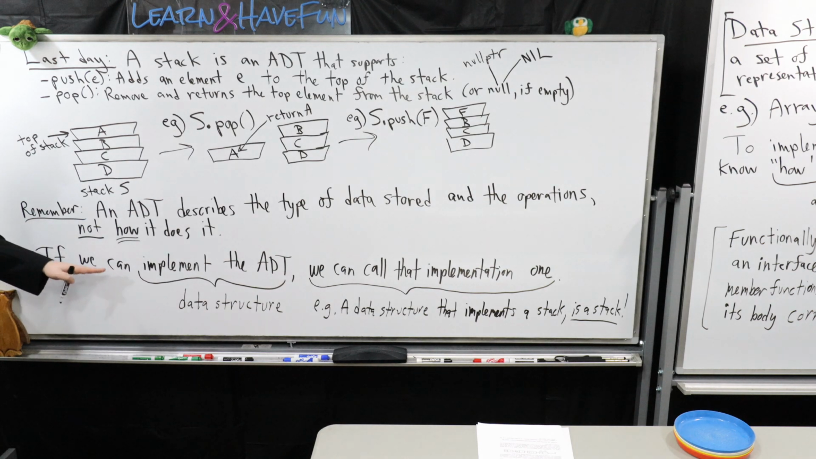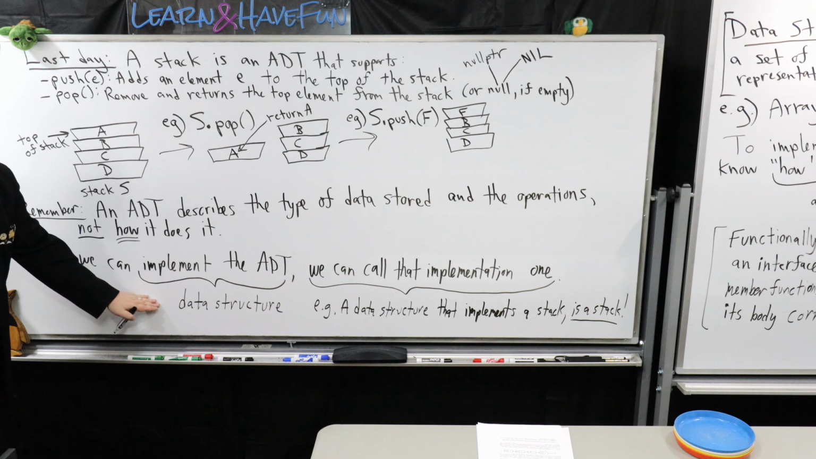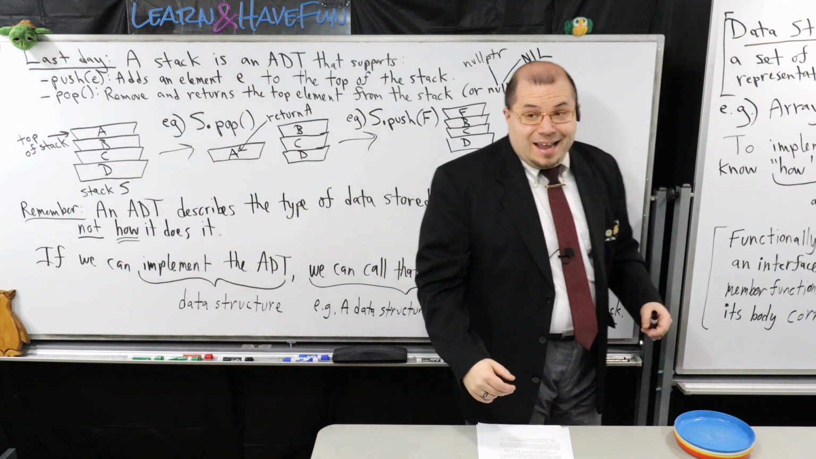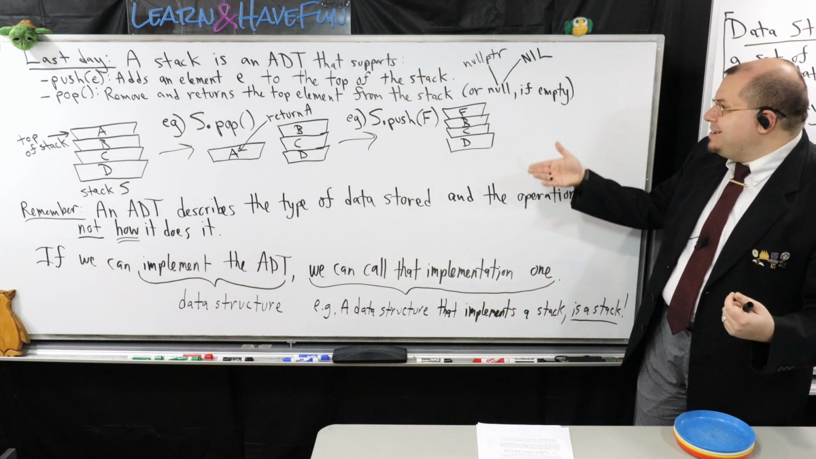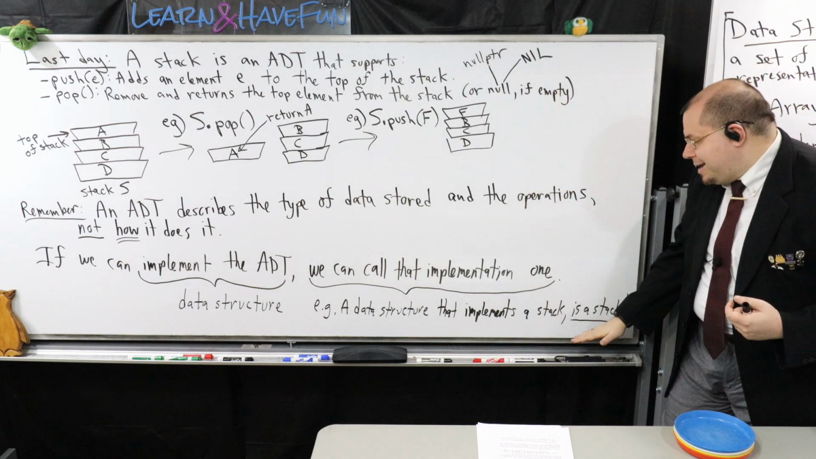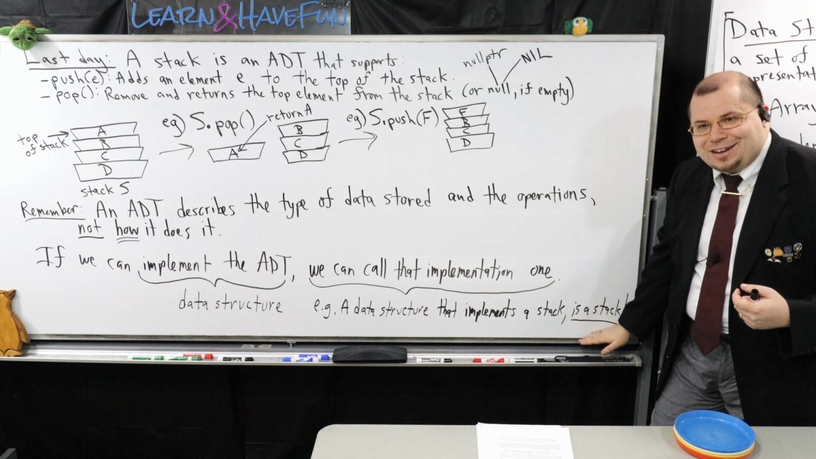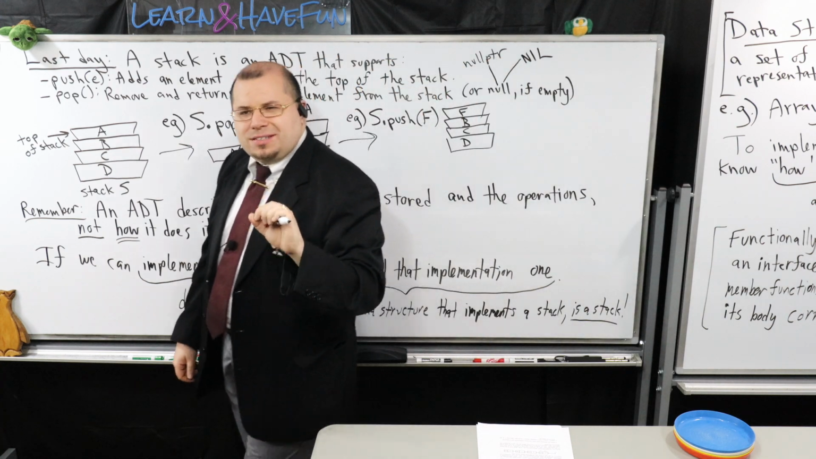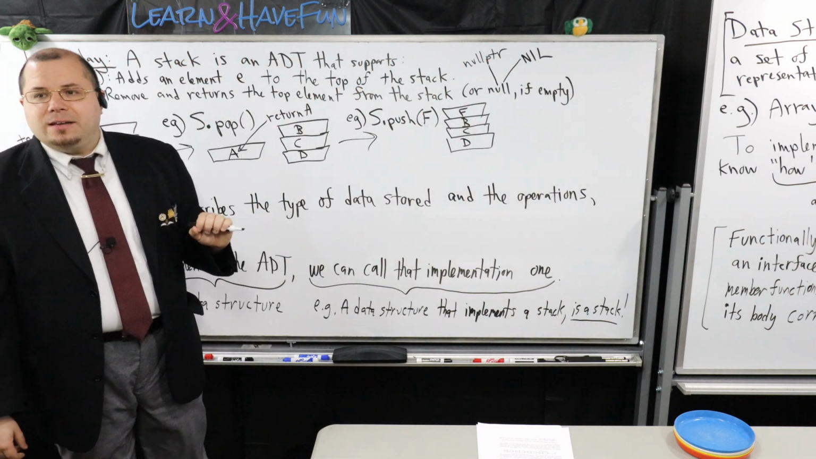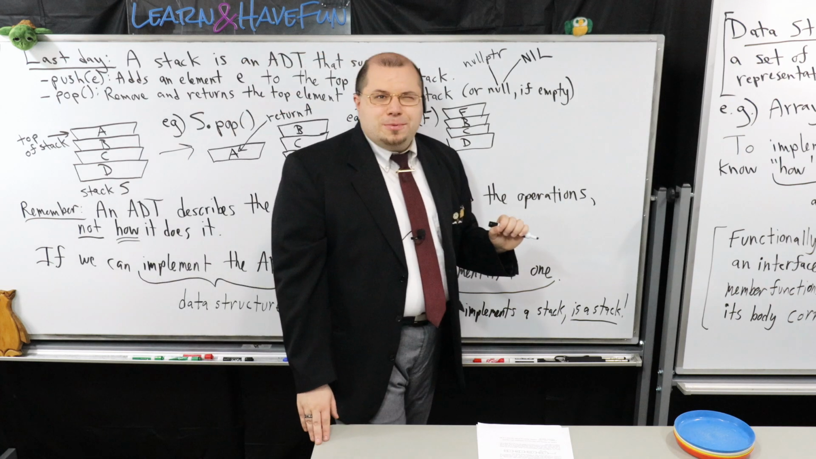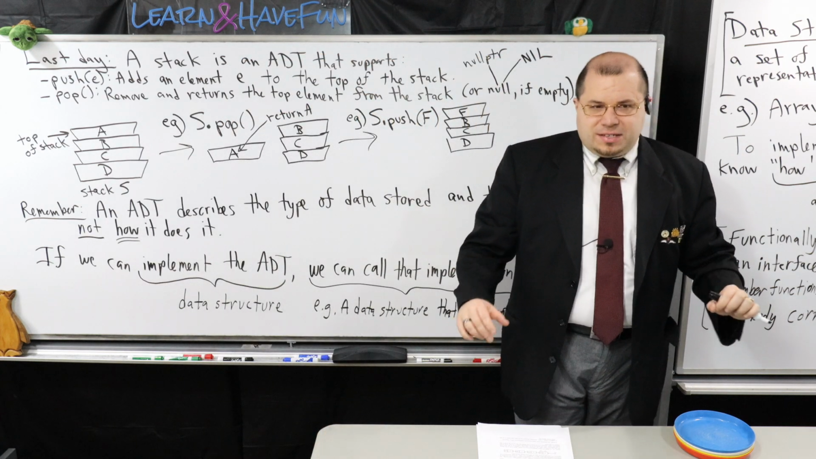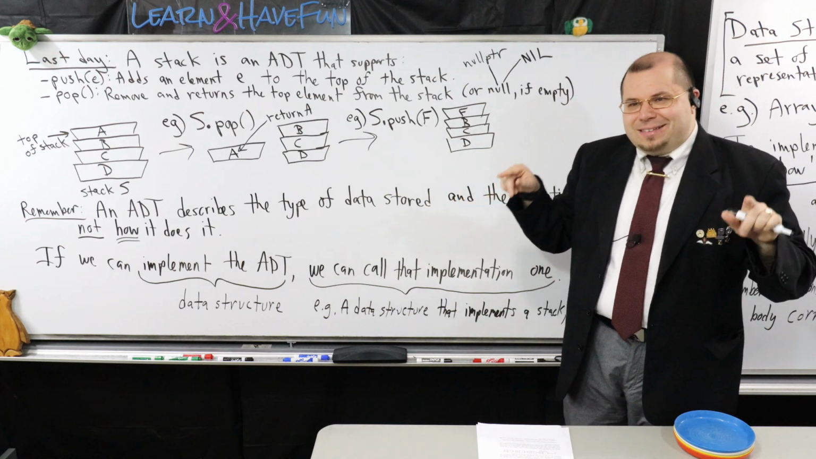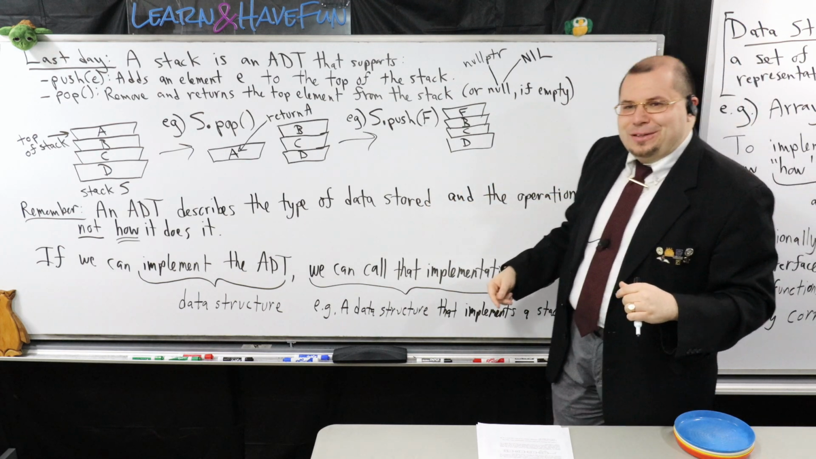So if we could implement the ADT, which is a data structure, then we could call that implementation one. So in this case, if I were to implement the abstract data type, then I could say, now I'm a stack too. Now, there's something very interesting here. This should remind you of something that you may have seen in 115. There's a very interesting object-oriented feature that you may have seen in C++ that sounds a lot like this. Does anybody have any ideas of what I might be alluding to?